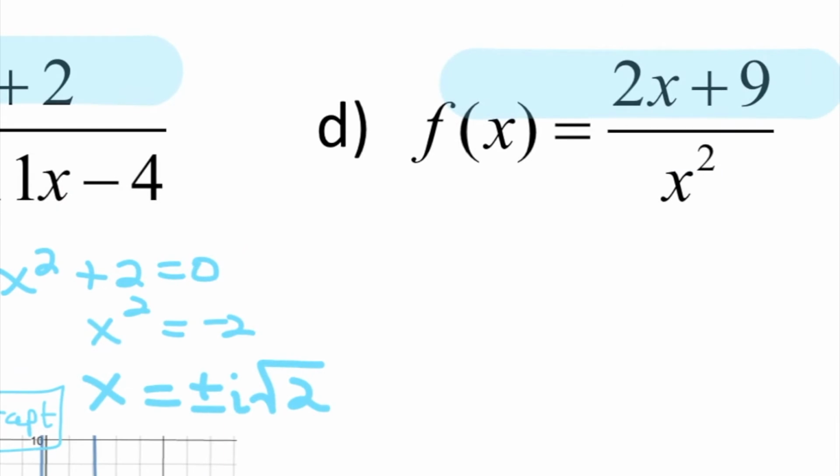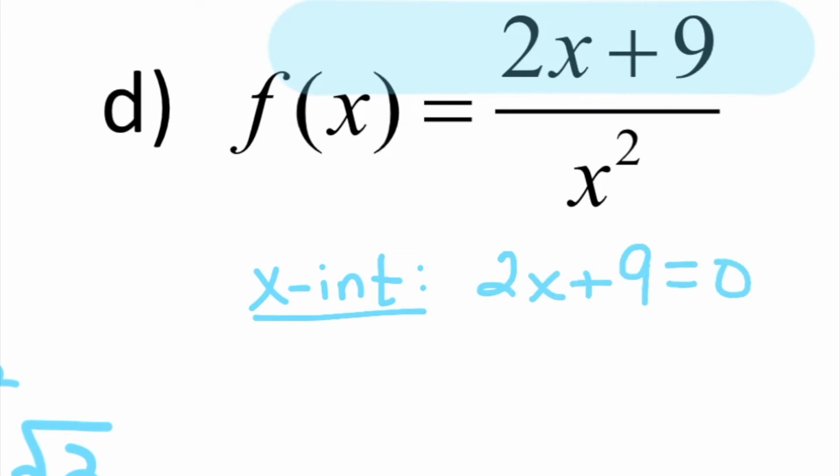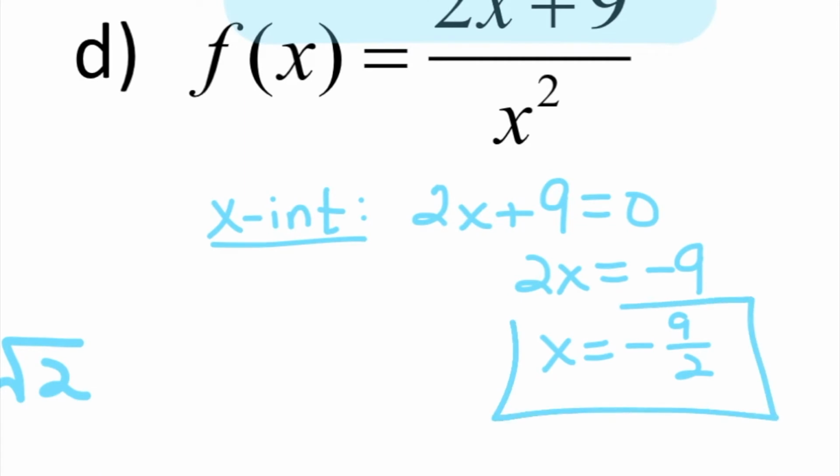And then letter D, to find the x-intercept, 2x plus 9 equals 0, 2x equals negative 9, and x equals negative 9 over 2. There's your x-intercept for letter D.